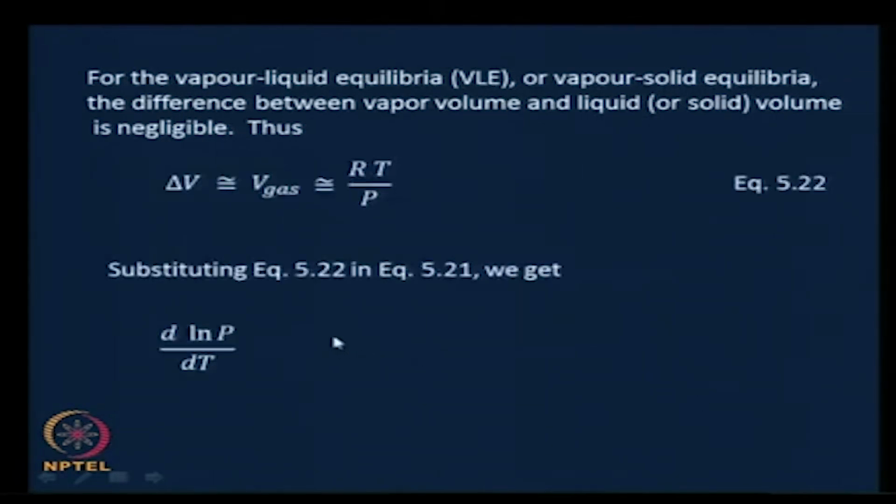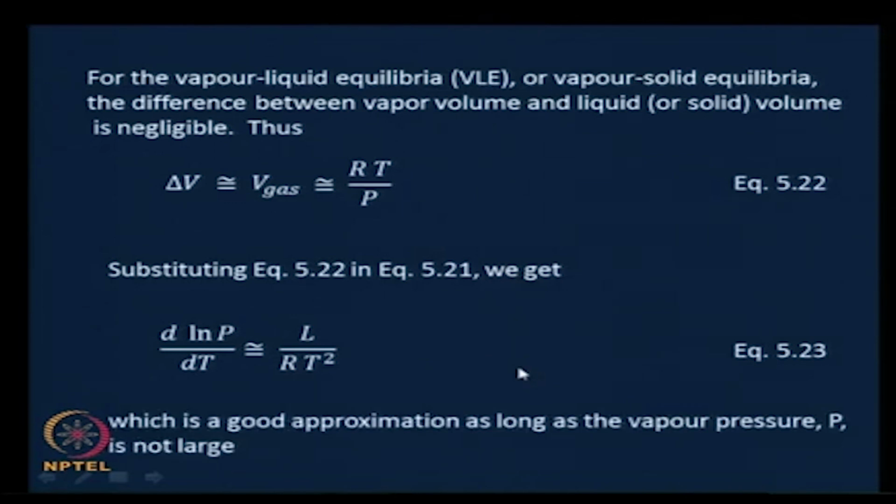Therefore, we get d ln P by dt equals L by RT squared, and this is typically a very good approximation as long as the vapor pressure is not very large. If vapor pressure is large, then be careful in using this approximation.